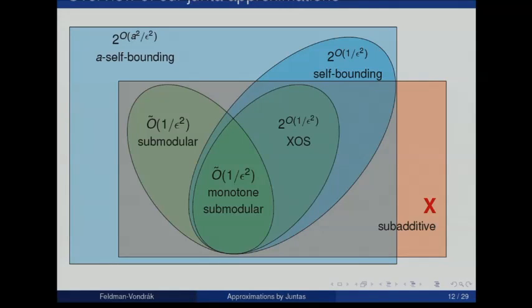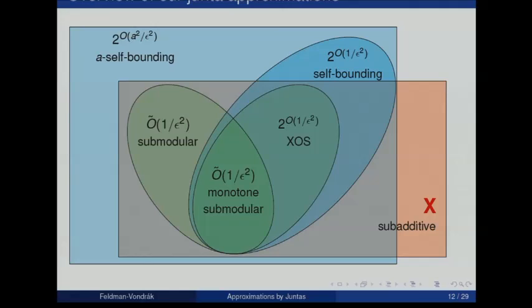XOS is the most general class, a self-bound. So the picture shows how they relate. So monotone submodular is the most special thing. XOS is, in some sense, more complicated than submodular, but it's always monotone, so it doesn't comprise all submodular functions. This piece here is only because they could be non-monotone. And what does the red X? Good. So that will be the next slide.